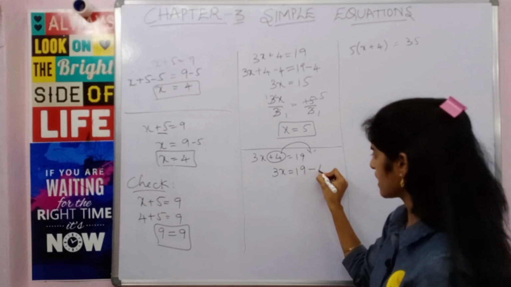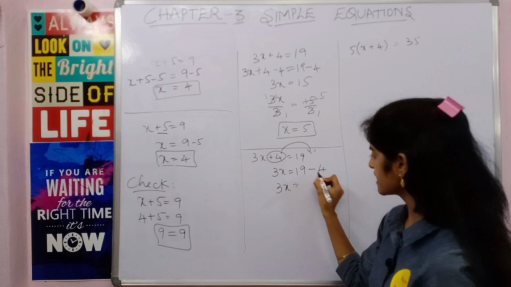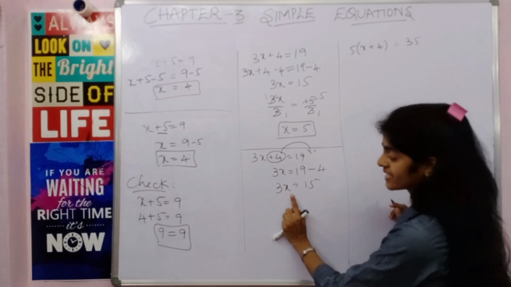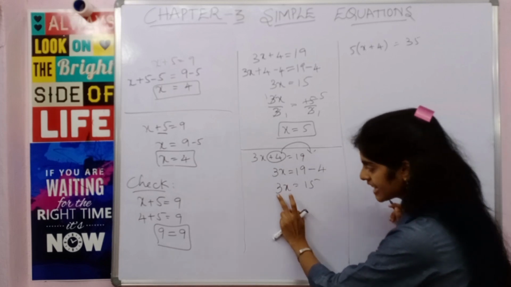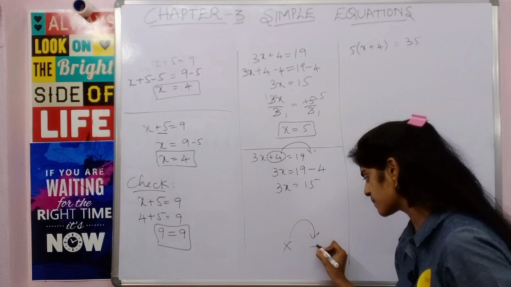It becomes minus 4. Okay, so this is 3x. Now 19 minus 4 is 15. Okay, now you have 3 into x. I want the value of x. This is 3 into x. So multiplication, when you want to transpose it to the other side, becomes what?